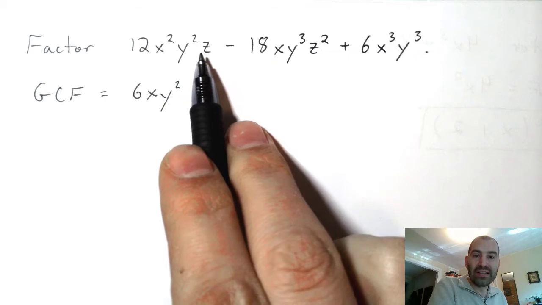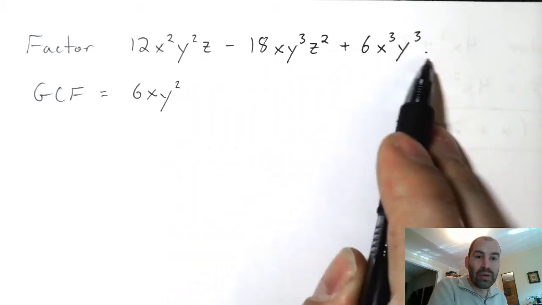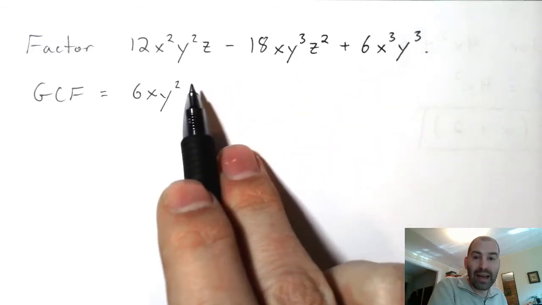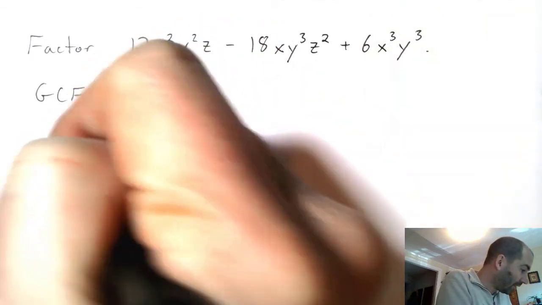And now we go to the z's. This has a z, z squared. This doesn't have any z's. So this is not divisible by z at all, so I cannot include z in my GCF. Okay, so there's our GCF, so we're going to factor it out. I'm going to write it on the outside.